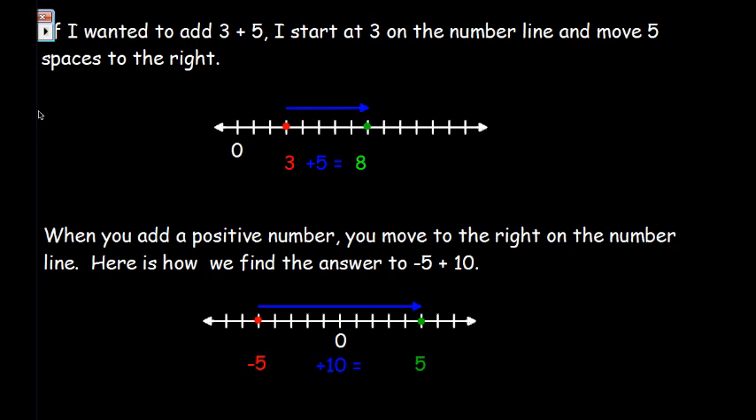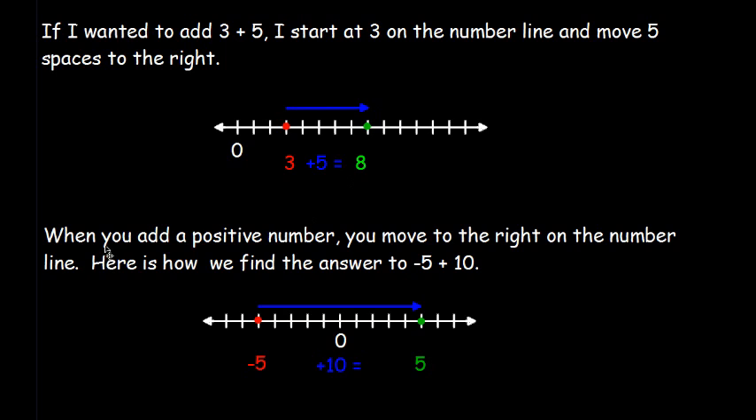And then since we ended on 8, that's what we get. So again, started on 3. We went 5 to the right. 1, 2, 3, 4, 5. And since we moved to the right on the number line, that means we added a positive number. And we're always adding. So we got 8.